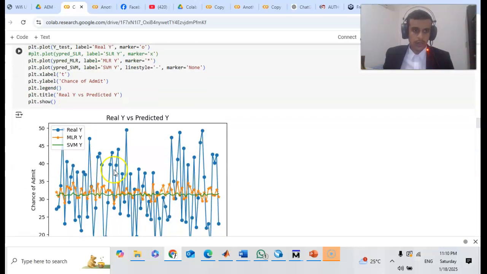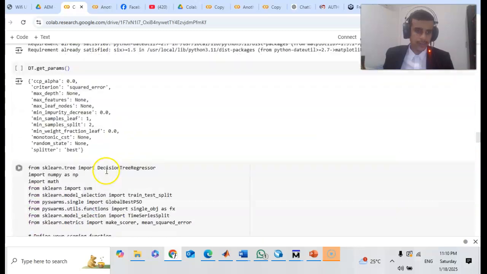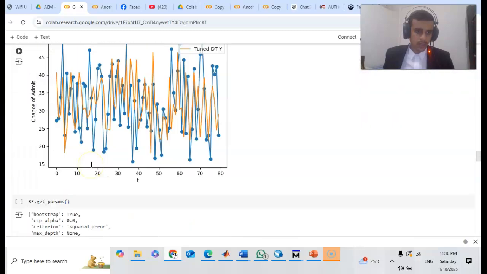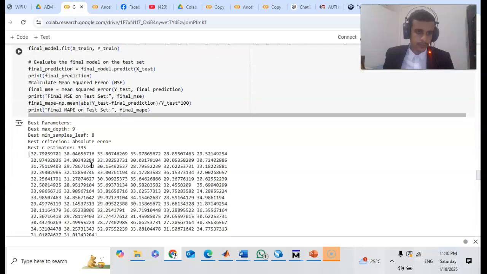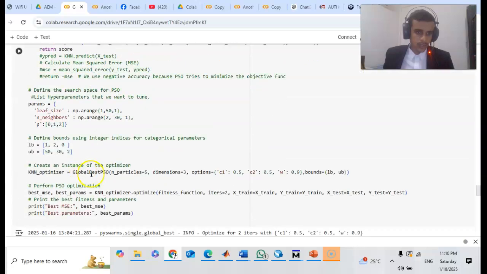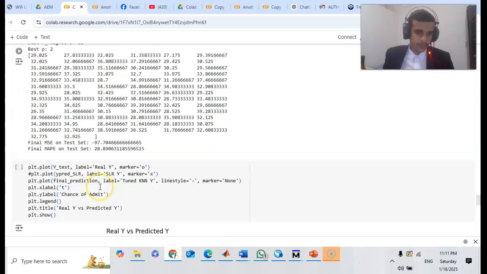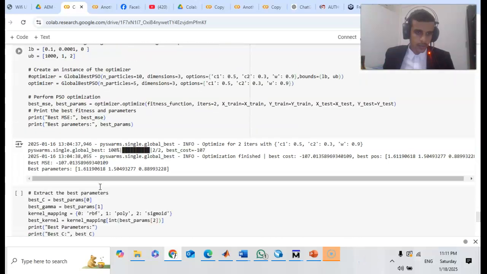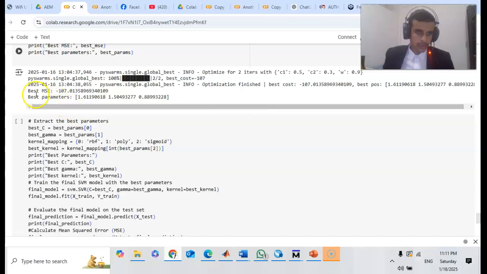The last one, for SVM, we got an MAE of 27.93. And the last thing is PSO, as you can see here, which is for PSO in ANN.